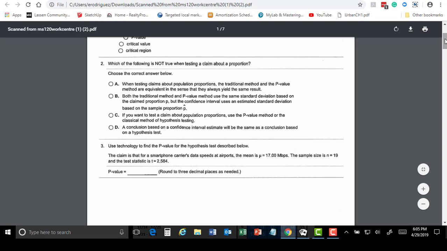So we're going to look for the p-value. Okay, and it's telling you that the claim for a smartphone carrier data speed was 17 megabytes, with a sample size n of 19. And it's giving you a test statistic. And what test statistic is that? This is a t-test statistic.